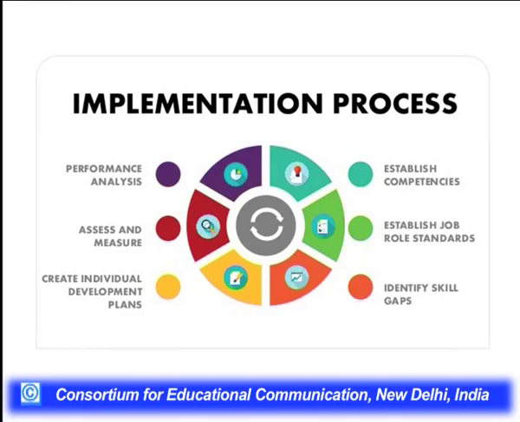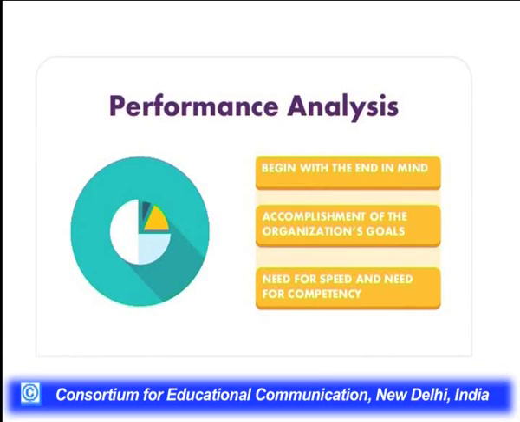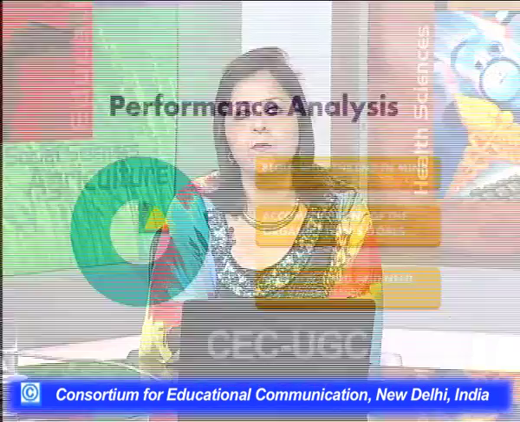So for this we have to do the performance analysis of the employees, we have to assess and measure their present and future needs, we have to create and develop the individual programs, we have to establish the competencies accordingly, we have to establish the job role standards, and finally we will identify the skills and the gaps. When you understand all these points one by one, the first thing is the performance analysis. To understand the performance analysis, we have basically 3 points.